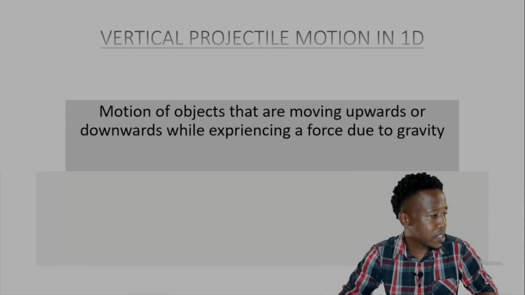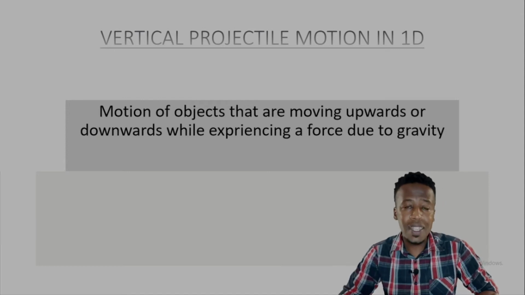Now the first one, we are going to try to understand these concepts and definitions. The first one is the definition of vertical projectile motion, which is a motion of objects that are moving upwards or downwards while experiencing a force due to gravity.